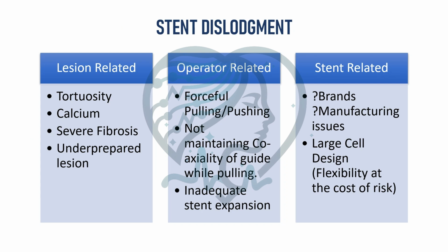Stent dislodgement could be due to many reasons. It could be lesion related: tortuosity, calcium, severe fibrosis, underprepared lesion. It could be operator related: forceful pulling or pushing, not maintaining coaxiality of the guide while pulling, and inadequate stent expansion. And sometimes it could be stent related itself; there are some brands with manufacturing issues. I would not like to name them, but all interventional cardiologists know it. Also, the large cell design sometimes comes at the risk, against the benefit of flexibility.